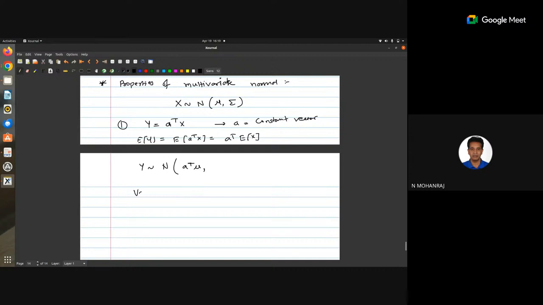Here you have not considered x as a standard normal distribution. x is any multivariate normal, with mu a d cross 1 vector and sigma a d cross d matrix. It is not standard normal, so mu is not equal to 0. It's a combination of standard normals.